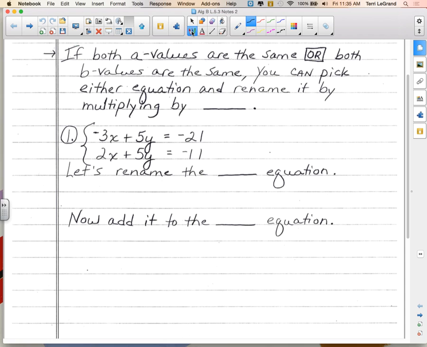This is the assignment I just handed back to you. We were renaming equations by multiplying by something. -1, okay? Julia says -1. Why do you think -1 would work, Julia? Because the opposite.